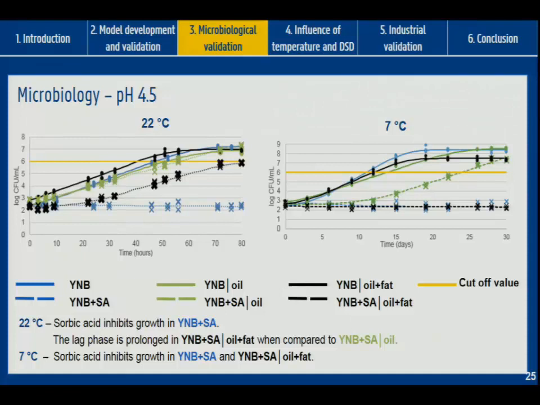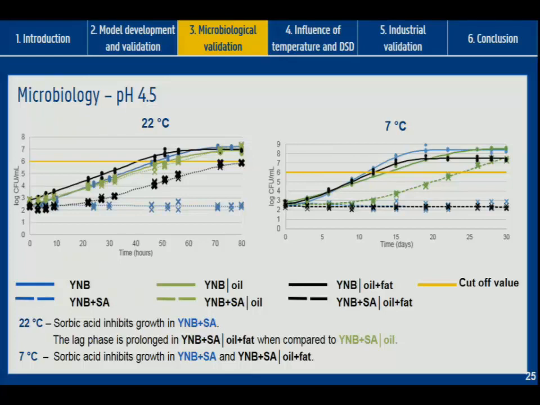Now, what can we see at 22 degrees? That sorbic acid, see this flat line, so sorbic acid completely inhibited growth in the test tubes with microbiological media. And if you see the other 2 dashed lines, so the green one is with oil, and the black one is with oil and fat. So you can see that the log phase is prolonged in the one with the fat when compared to the one with oil. Why is this? Because the sorbic acid partitioned in the oil, so there was less of it to inhibit the microorganisms.